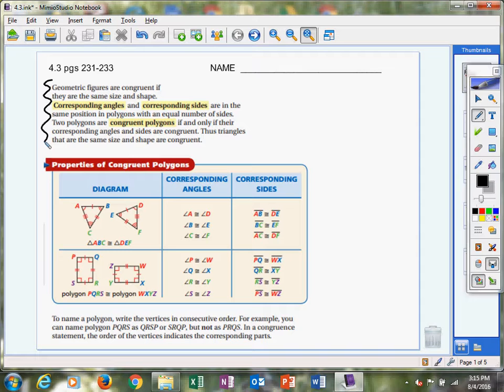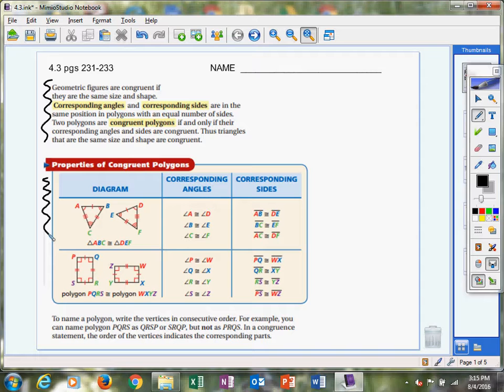And so what I wanted to point out to you in the properties, here I am right here if you're kind of wondering where I am. They color-coded it because they wanted you to see what matches up, okay? You cannot just randomly put on your paper, well, triangle ABC is congruent to triangle FED. That's too random. The letters have to match up, okay?